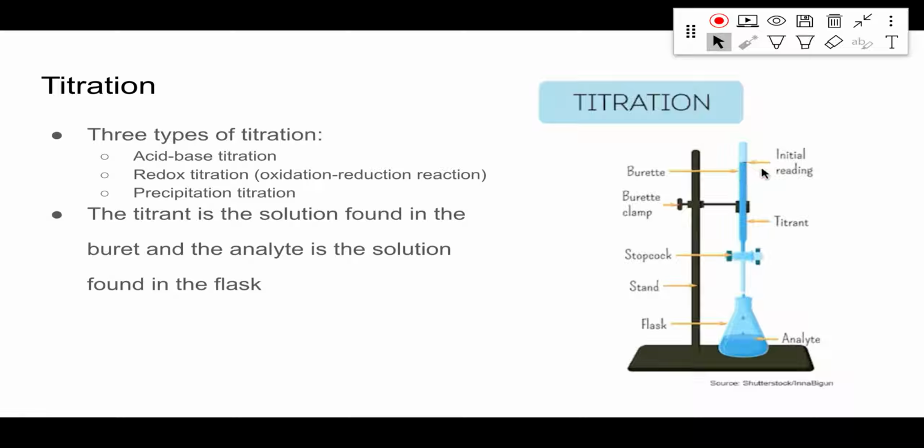And in a burette, you're going to have what's called the titrant in the burette, and then you have the analyte, which is down in your flask. Typically, we know the concentration of the thing in the flask. We don't know the concentration of the thing in the burette. And so we are trying to do an experiment to find when these substances become equivalent with their number of moles of each of their substances.